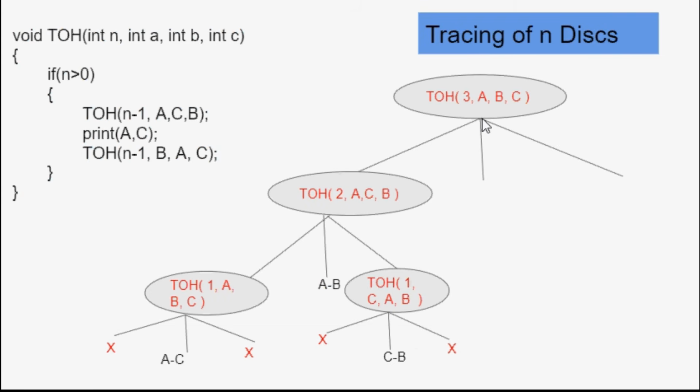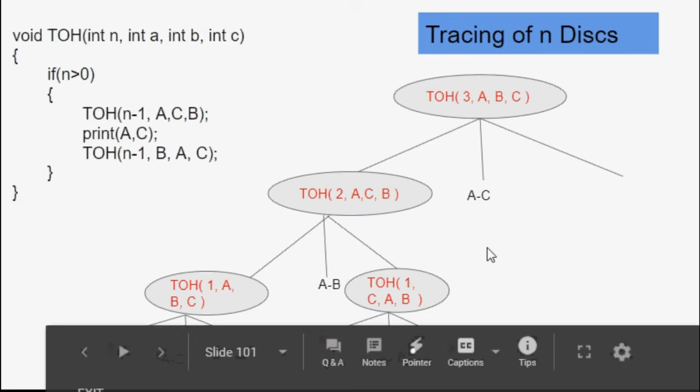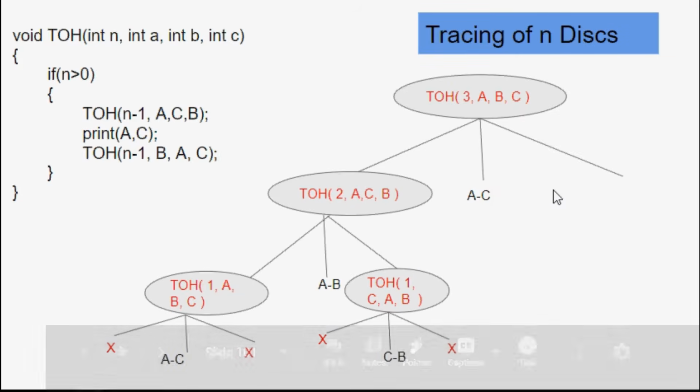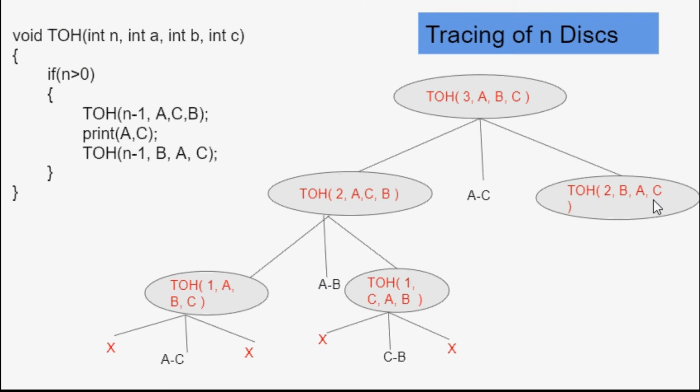That is why I have written these arrows, so we don't forget any of the steps. When we backtrack to this step, we are supposed to write A comma C. So here we'll write A comma C as it is. Again, we are going to make a call, that is 2. 3 minus 1 will give me 2. Then BAC. This is the third step call.